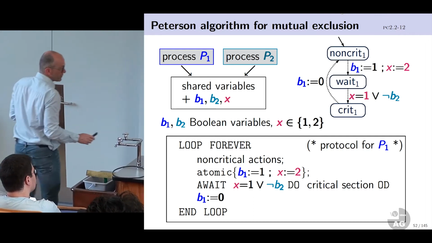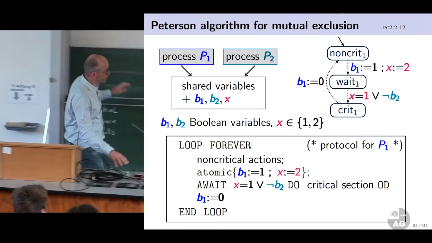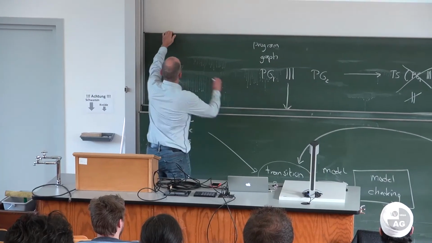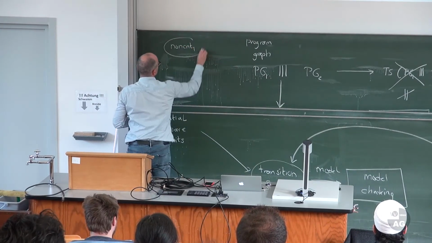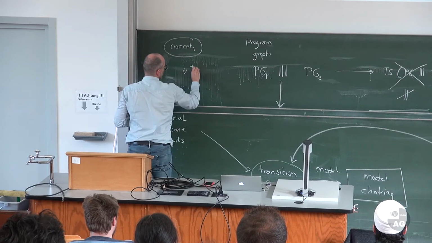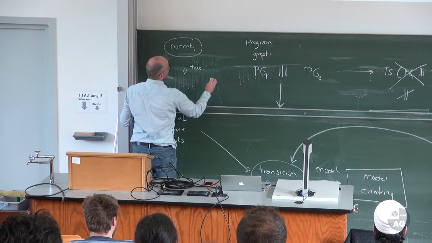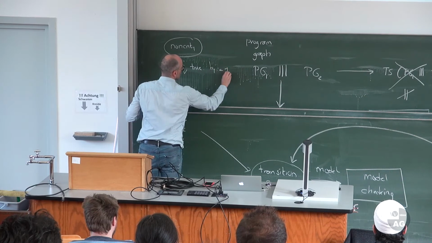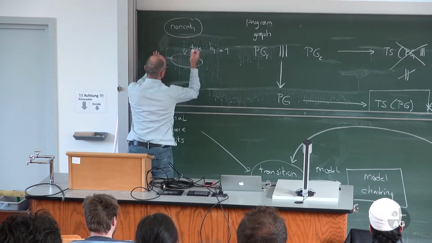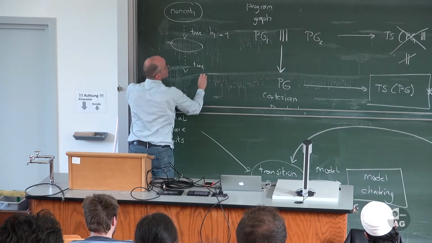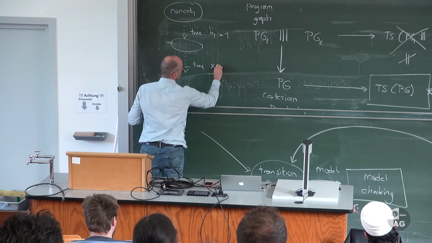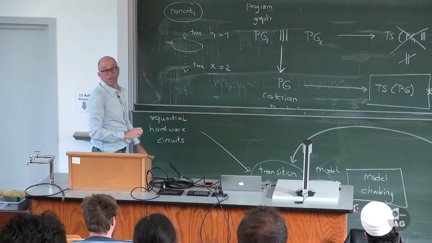This would have been possible if I would model it like this. If I would say something like non-crit 1, now I can do an edge, I say true, now I do the assignment b1 becomes 1, now I go to some in-between location, and then I do true, and then I do x becomes 2.